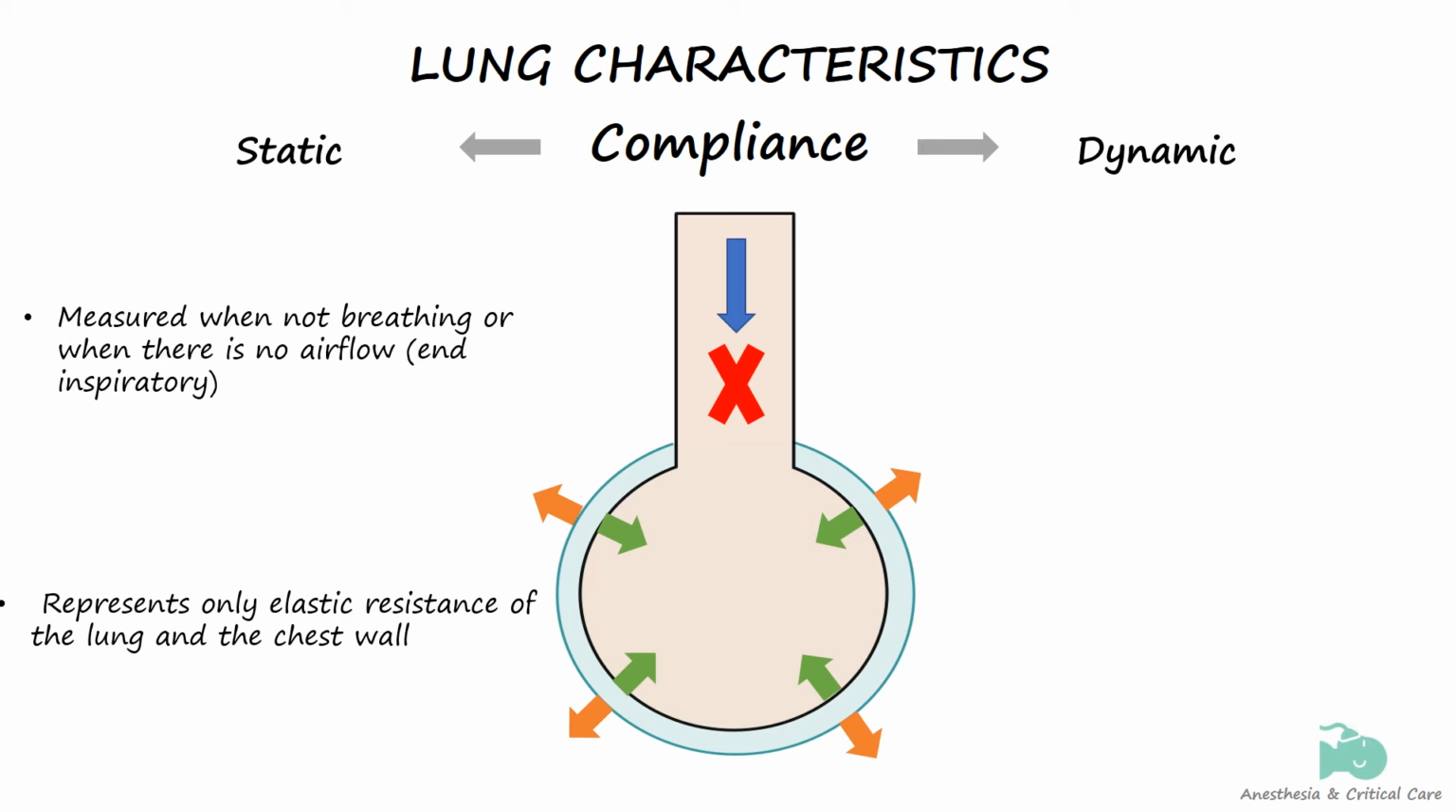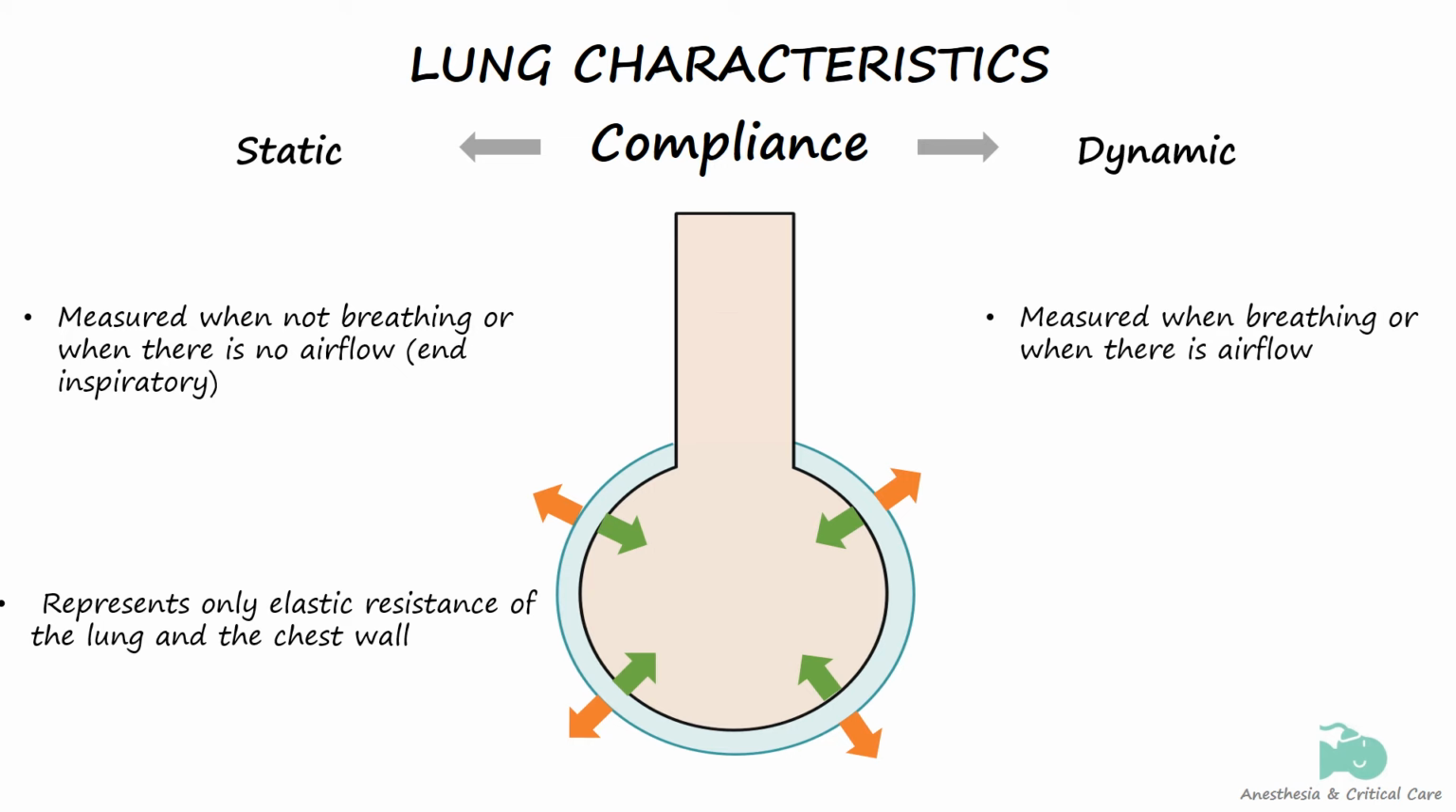Dynamic compliance describes the compliance measured during breathing, which involves a combination of lung compliance and airway resistance due to the flow of the air. It is defined as the change in lung volume by the change in pressure, in the presence of flow. By including airway resistance, it is therefore always lower than static compliance. This is because the pressure required to inflate the lung is used up overcoming the resistance to the airflow.